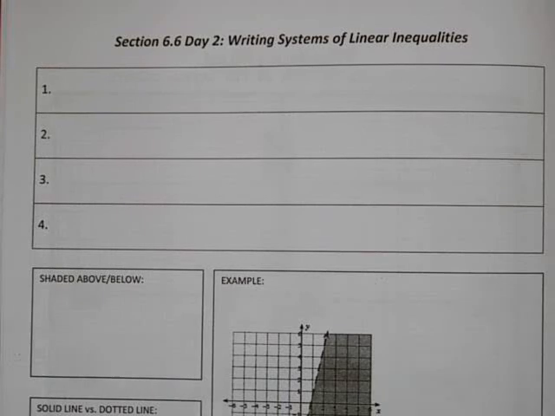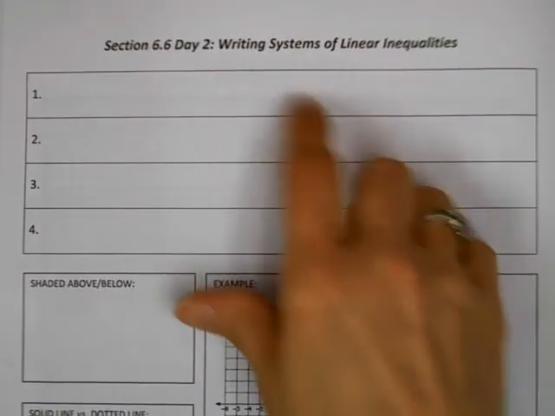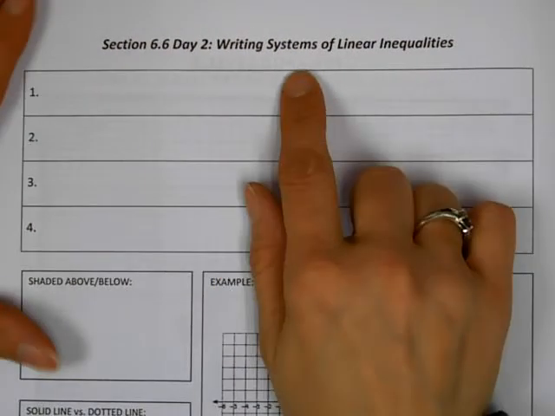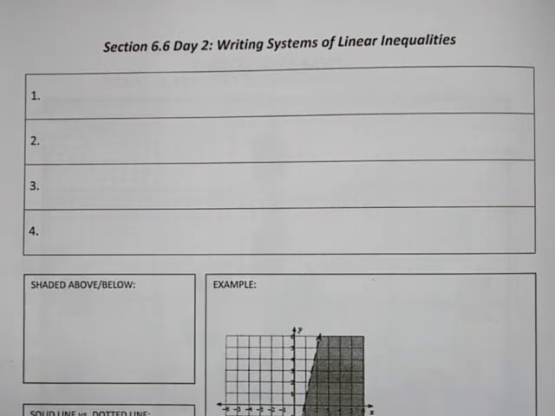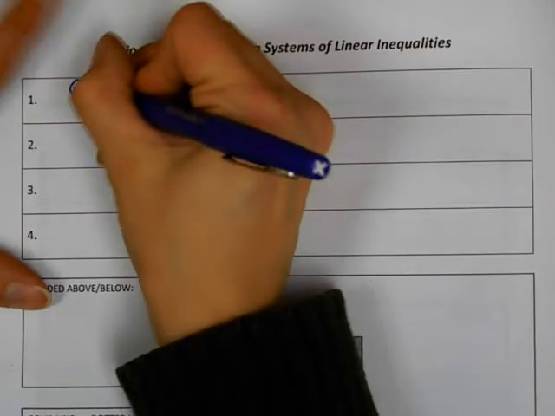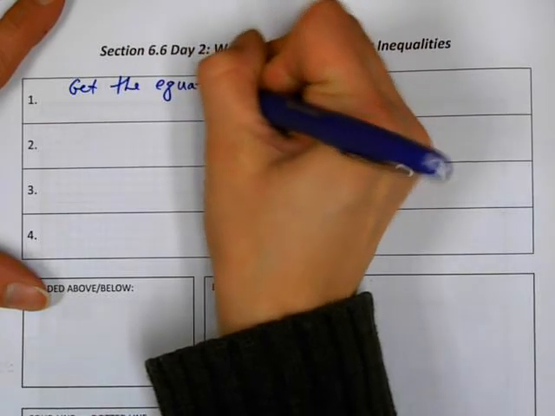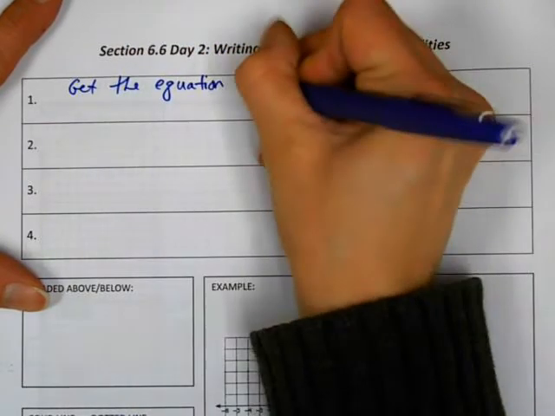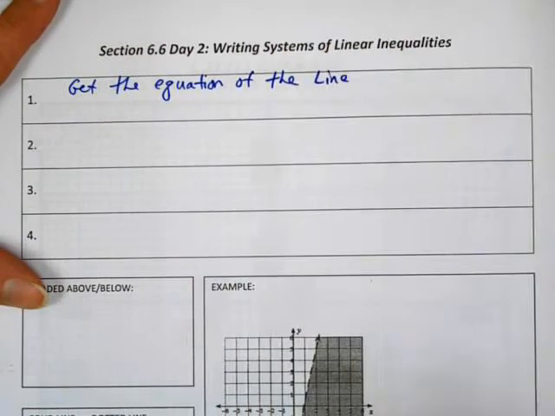We are going to continue our study of inequality, shading, and graphing. But now we're going to go backwards. Now we're going to write the systems of linear inequalities. There's a couple things that we have to think about. The first thing we have to do is get the equation of the line that is the border of the shading.